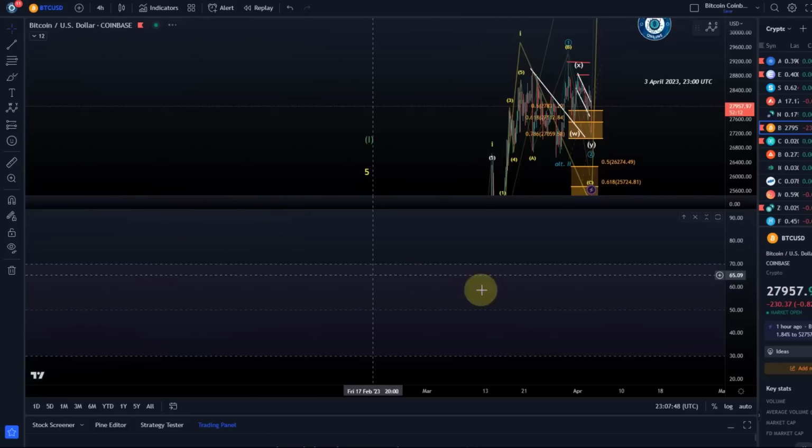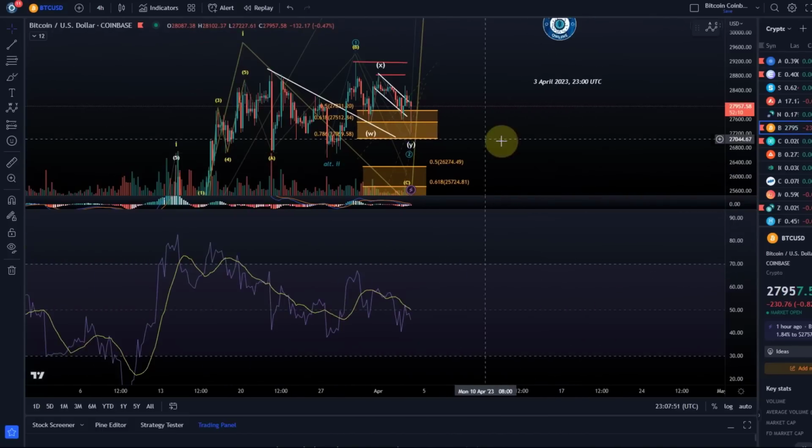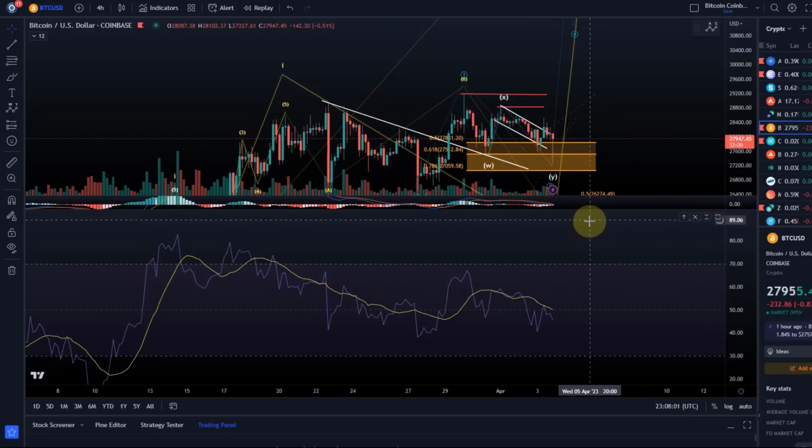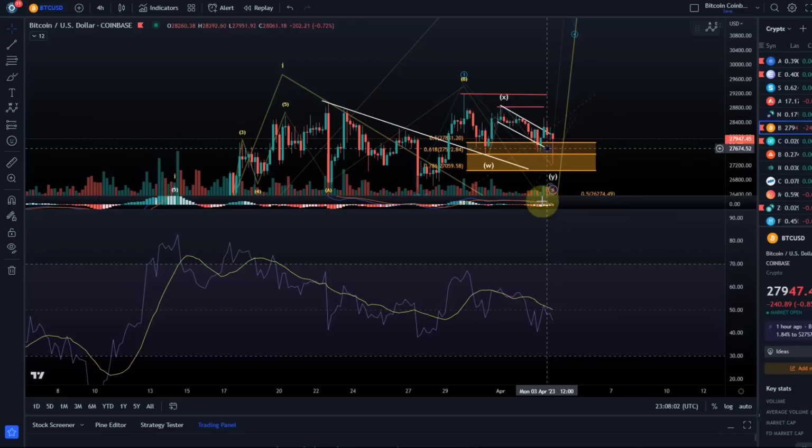Looking at the 4-hour chart, zooming in a bit, you also see that bullish divergence and a nice, possible reversal candle. But the 4-hour period is not over yet.